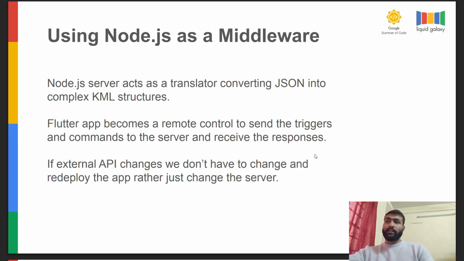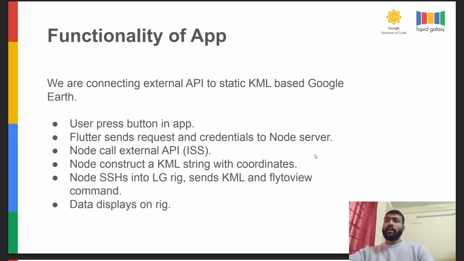Moving on to the functionality of this app, which I am going to show. We are connecting the external API to the static KML based Google Earth. So what external API are we using? We are using the International Space Station API, which is open source. It gives the endpoint of the latitude, longitude, and marker to show the exact location of the International Space Station, and we are showing it on Google Earth by converting to KML using Node.js.